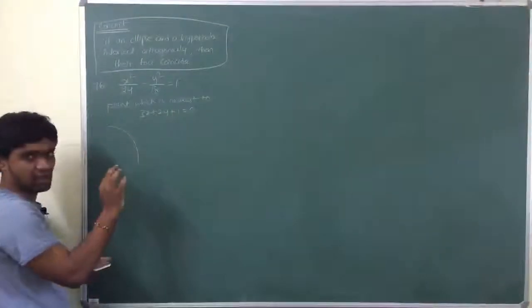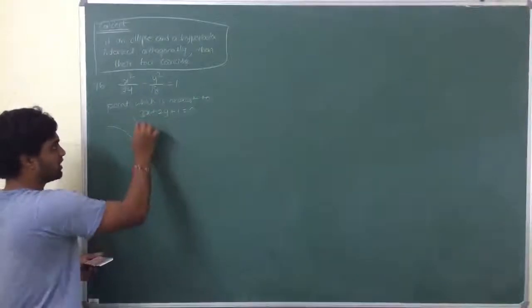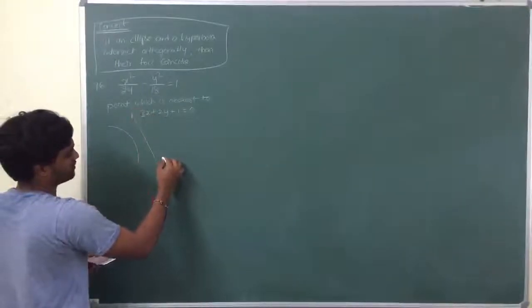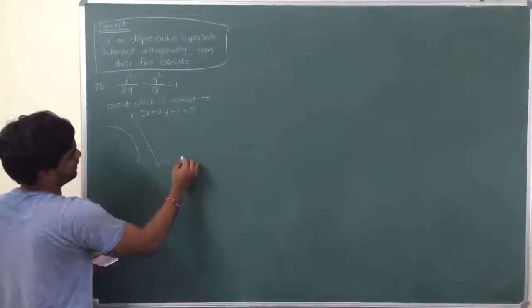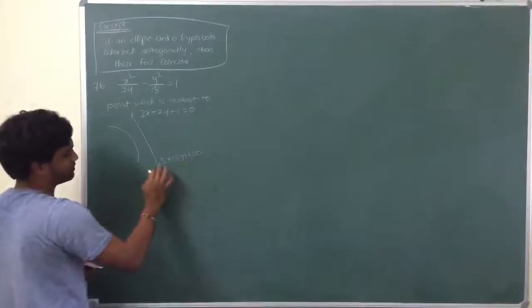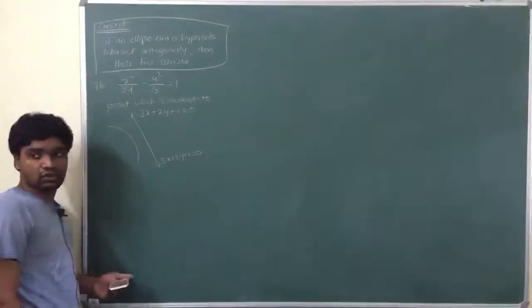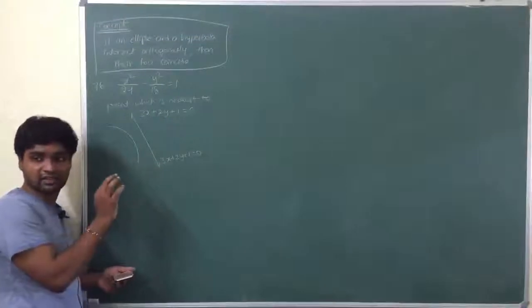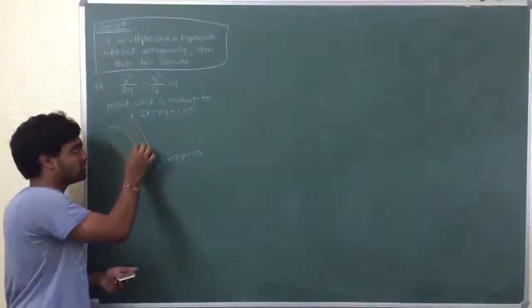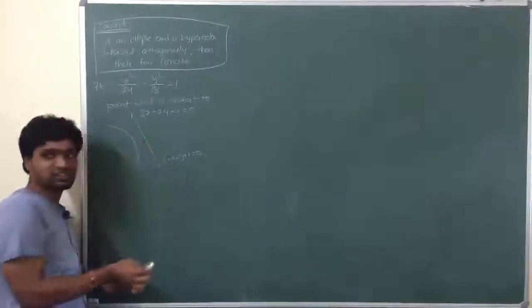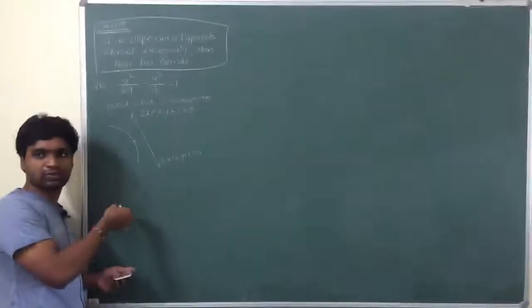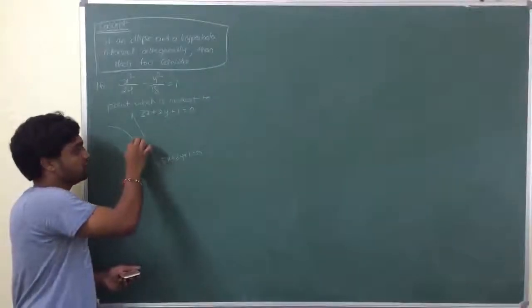Suppose this is a curve. Somewhere this is the line which is 3x plus 2y plus 1 is equal to 0. So obviously this will not be the tangent. If this is the tangent, what happens? There is a point which is on the tangent and the curve, so the nearest point will be the point of contact itself.